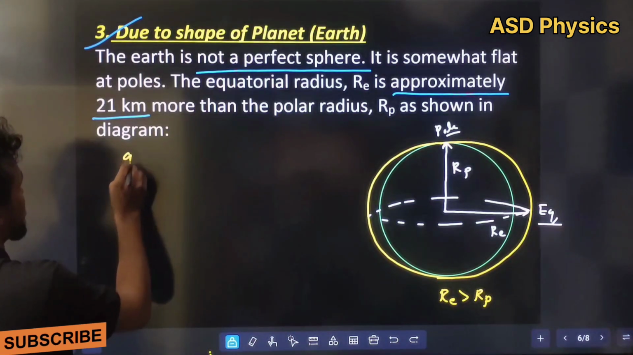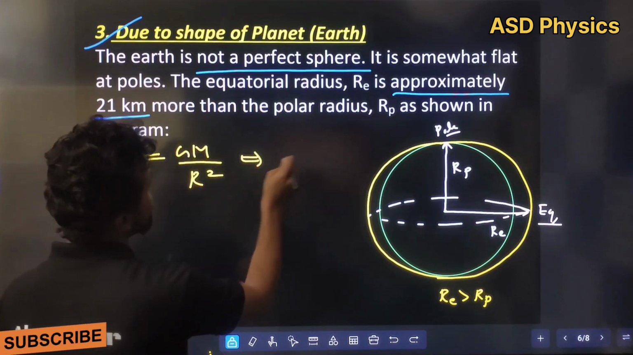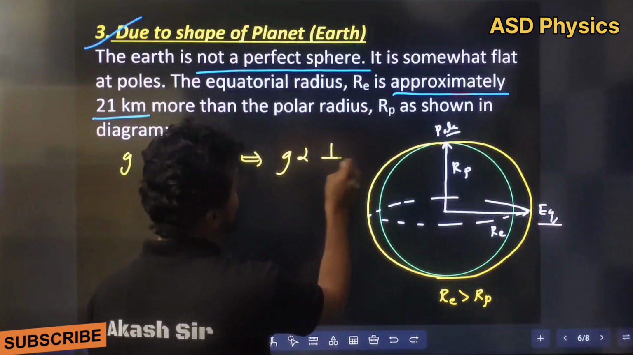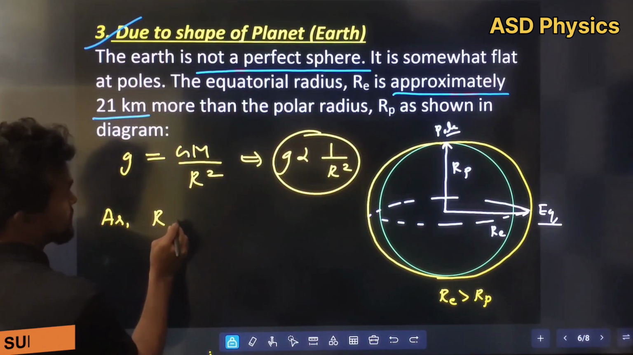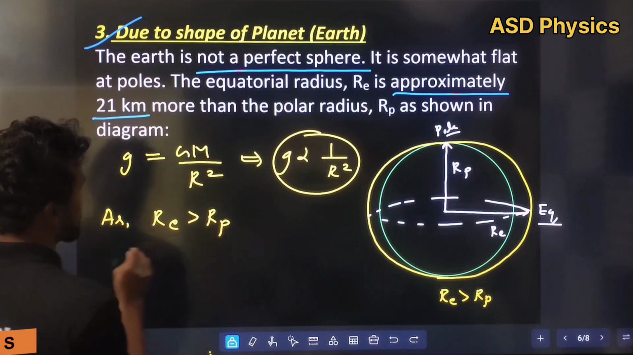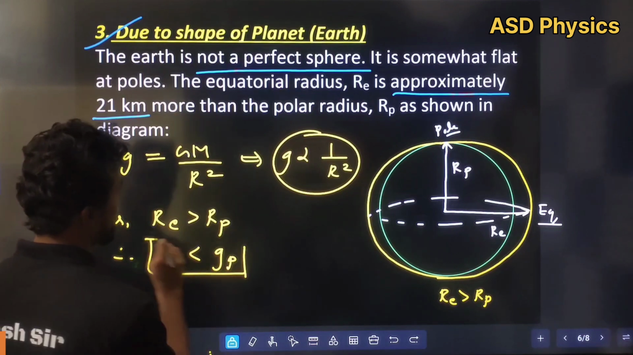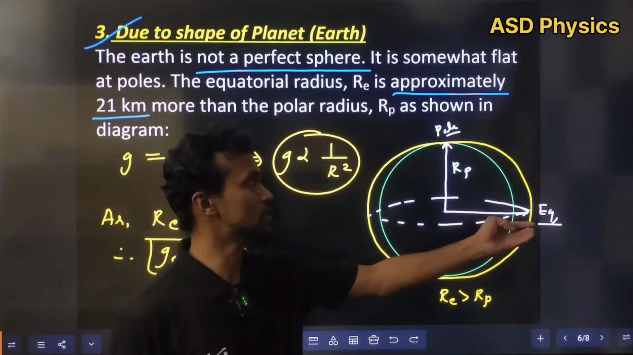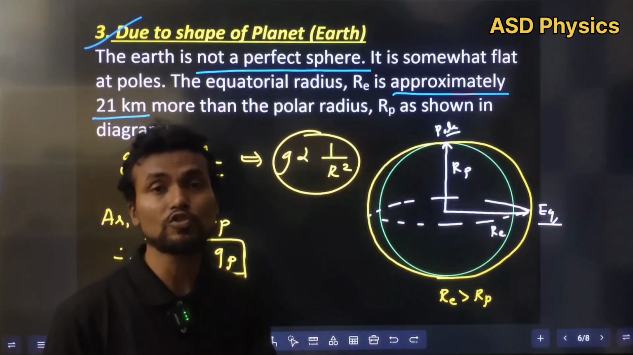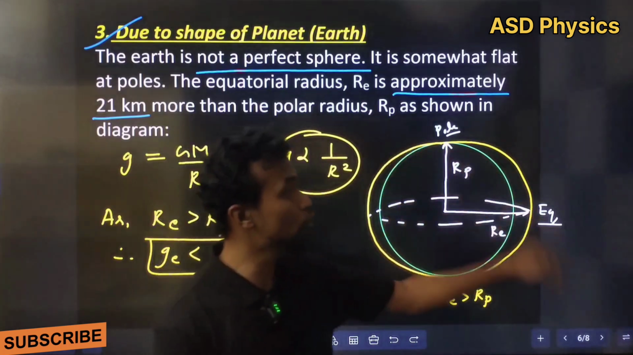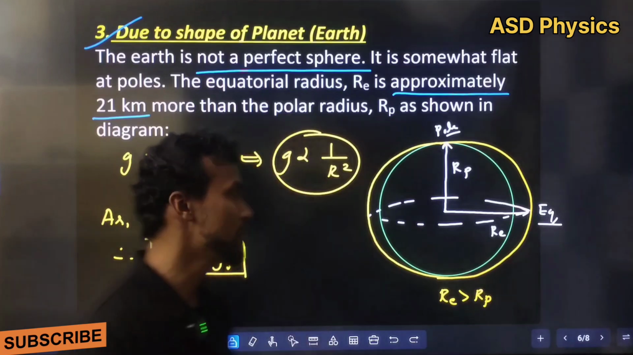Now if I write here the gravity value on the surface, how much formula? GM by R square. So from here we can tell this g is inversely proportional to R square. That means as this RE is greater than RP, hence this gravity at the equator is less than the gravity at the pole here. So sometimes they used to ask that when the person is traveling from equator to pole, then what will happen to the weight? As the gravity will increase, so weight will also increase. And if in case the person will go pole to equator, then what will happen? The gravity will decrease, and then the weight will also decrease. Okay, please remember that here.